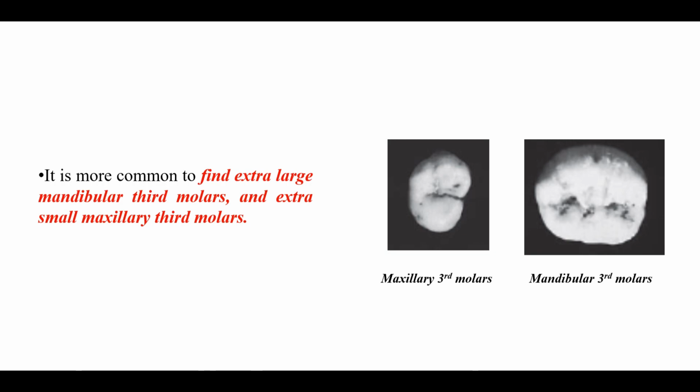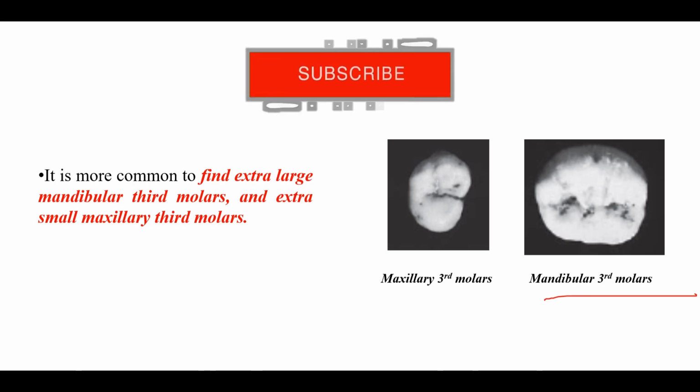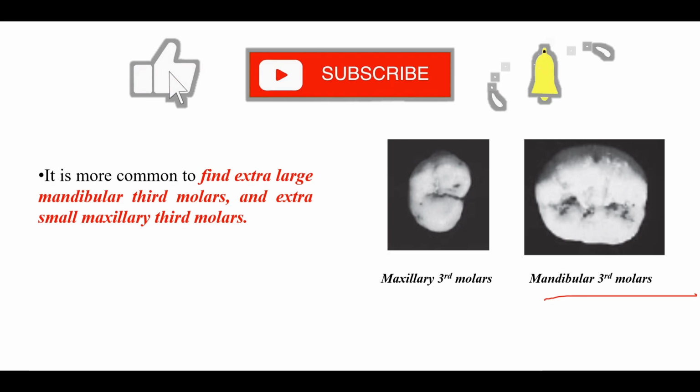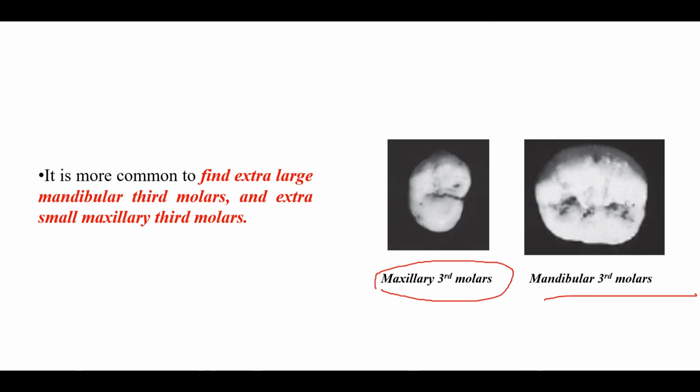And normally it is very common to find an extra large mandibular third molar, as you can see in the image, especially the one which resembles the mandibular first molar, that is the 5 cusp variety, and very common to see an extra small maxillary third molar, as you can see in this image. This is a 3 cusp variety where the distolingual cusp is missing.